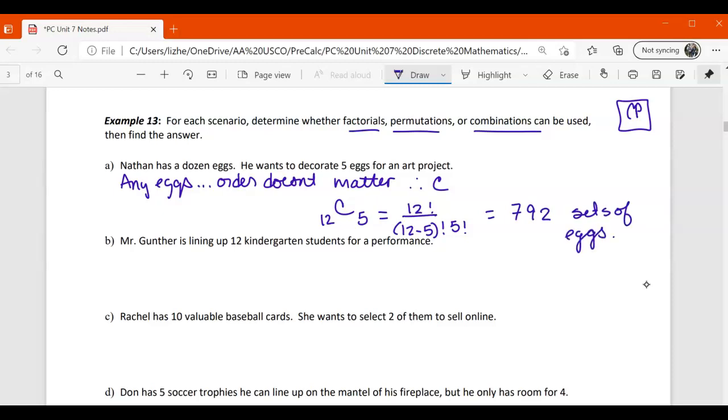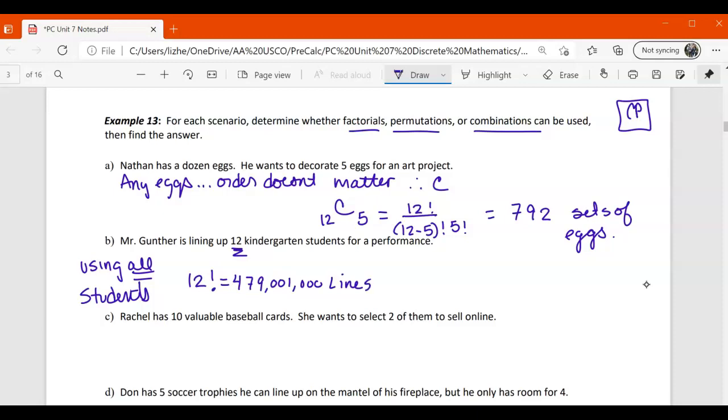Next one, B. Mr. Gunther is lining up 12 kindergarten students for a performance. All right, well, Mr. Gunther would get fired if he only lined up 11 of them and stuck one in the corner, right? So he's going to use all of the students in his line. Therefore, it's a factorial. He's using all students. So technically, we would say 12 factorial, which you can put in your calculator, and you find out that there are 479,001,600 different ways he could line up the students.